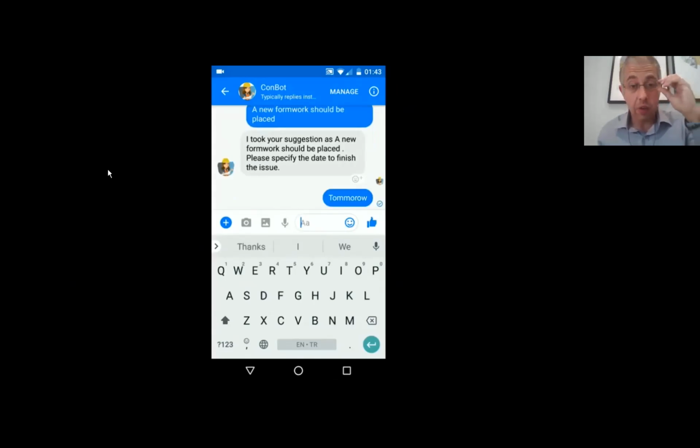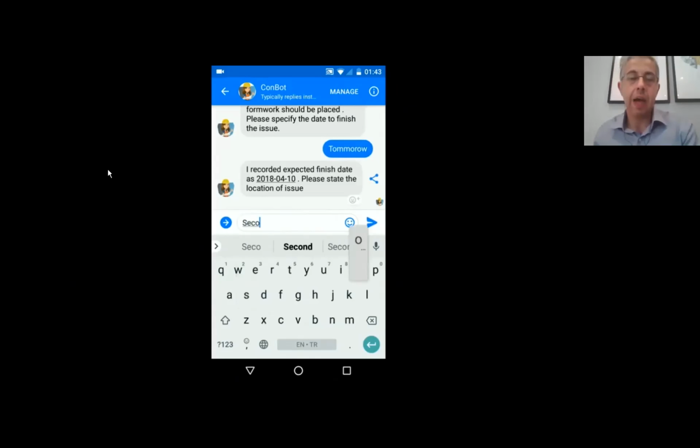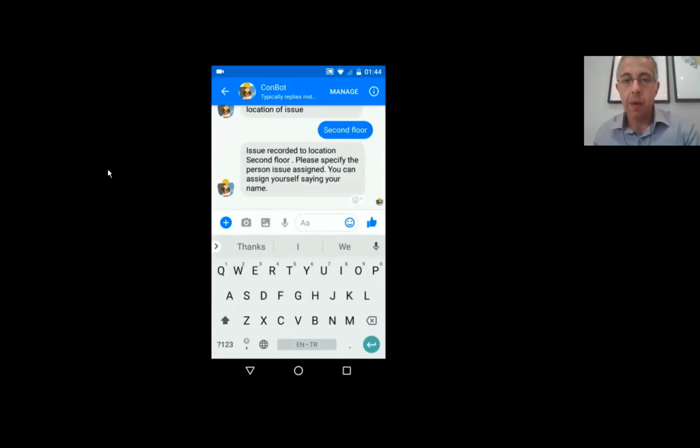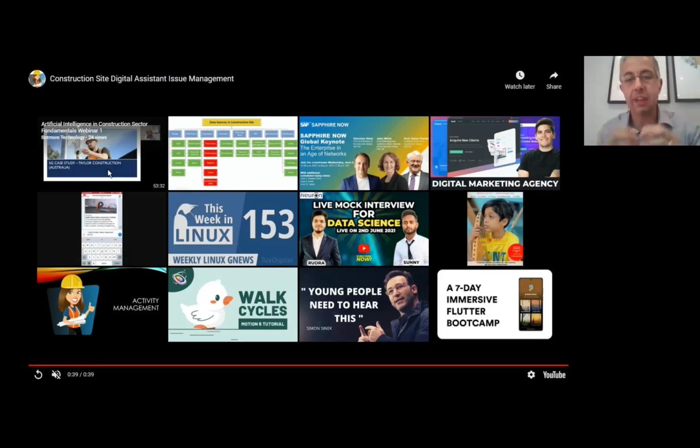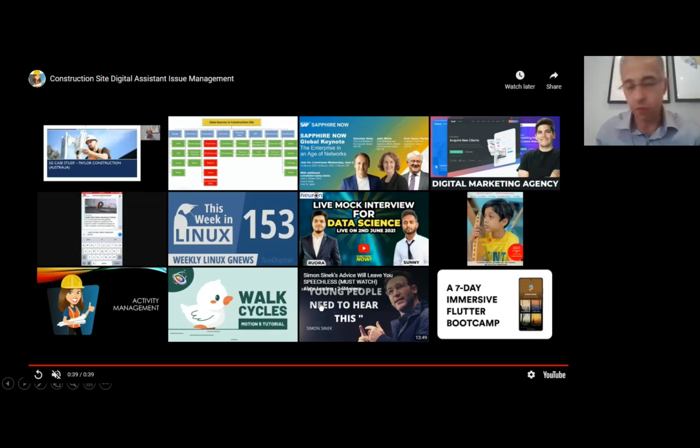On the other hand, you can use different types of words, but the digital assistant automatically understands it in a labeled, standard format. For example, you say second floor in block A of your construction, and it directly understands your place.